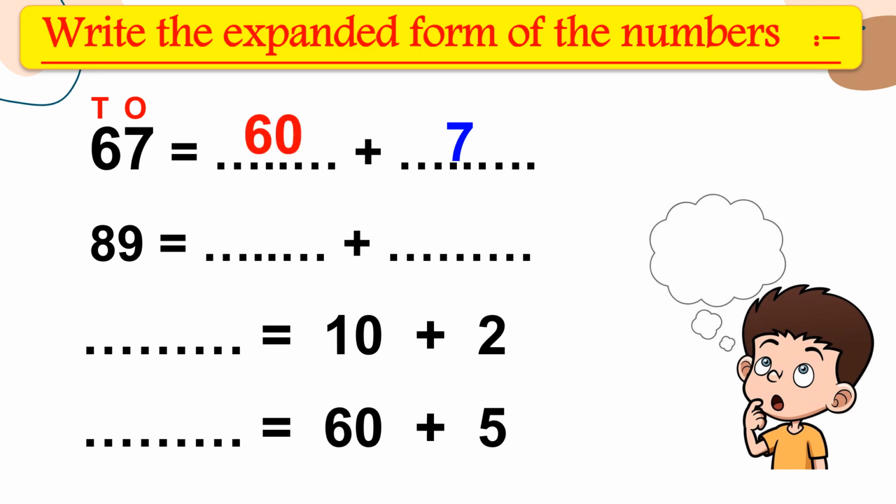Next, 89, we put our places, ones, tens. 9 in ones, its value equals 9. Okay, 8 in tens, its value equals 80.